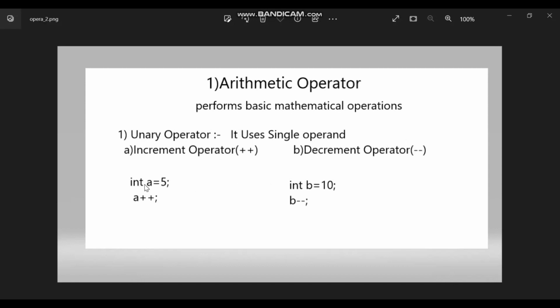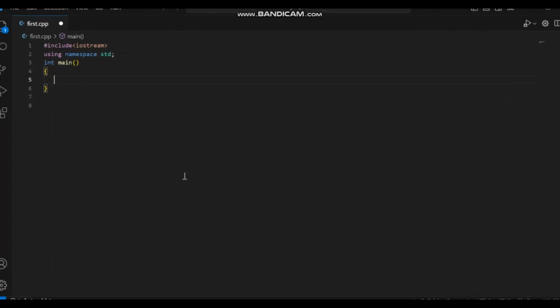For example, if you have a equals 5, a plus plus means a will be incremented by 1. b equals 10, b minus minus means b will be decremented by 1, so 10 minus 1 is 9 will be the output. We will check the output once.